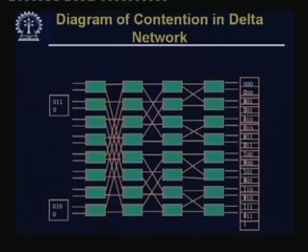If there is a contention, obviously both of them cannot be handled at the same time. Either one of them has to wait, if we can make it wait somehow by putting it in some buffer, or one of them will have to be blocked or dropped. So, although we save on the number of switching elements, sometimes we get a contention.